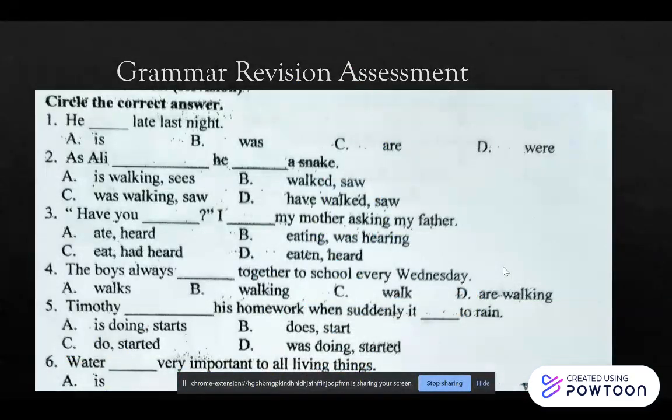For the first part of the grammar revision assessment, you're going to look at number 1 to number 6 and give me the answers. This is like an assessment for you. Even when you are joining the Google Meet, teacher will not discuss as much, because I want to see how your level is now. Do you still remember your simple present tense? Do you still remember your present continuous tense? Do you still remember your simple past tense? And you give me the answers.